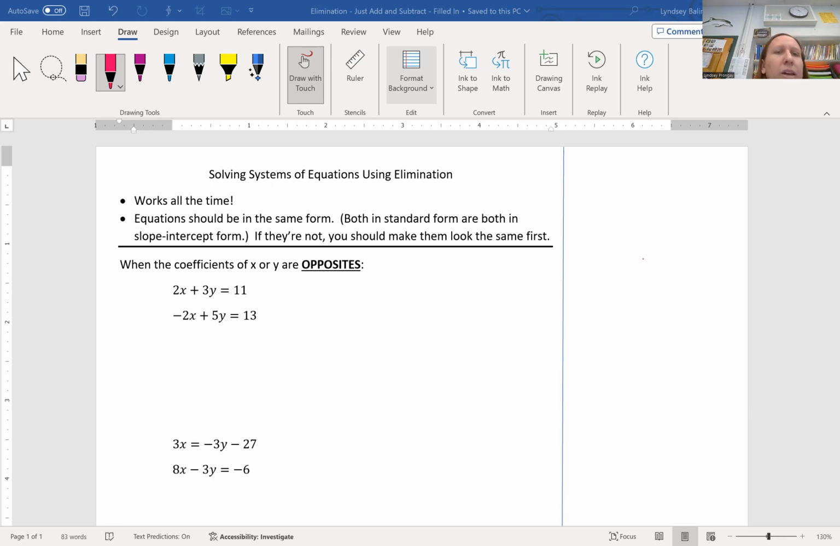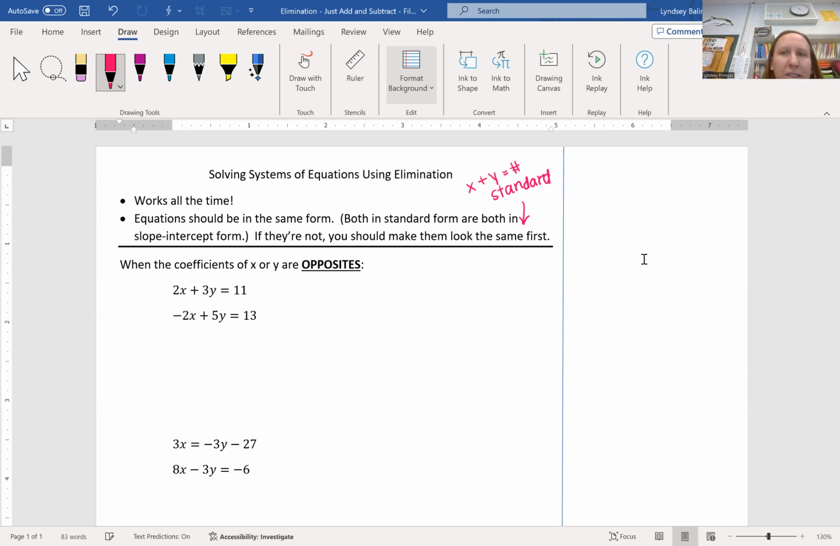So I will say equations should be in the same form. So either both in standard form, that's when your x's and y's are on the same side, or both in slope-intercept form. If they're not, before you start using elimination, you should make them look the same. Honestly, standard form is easier to move around into usually. That's when x's and y's are on the same side. That's best. But you can do it with slope-intercept form. I think that just takes a little bit more work.